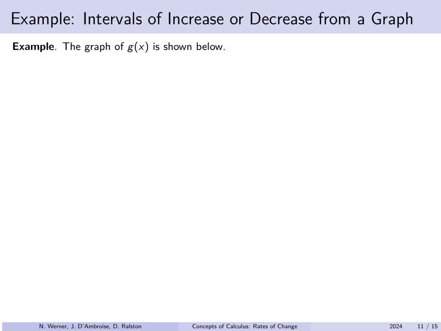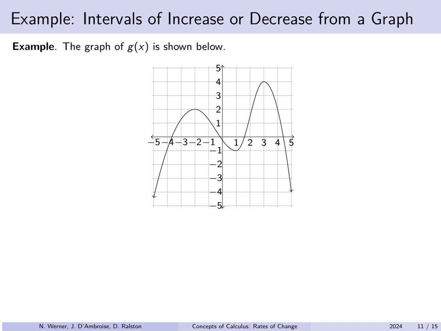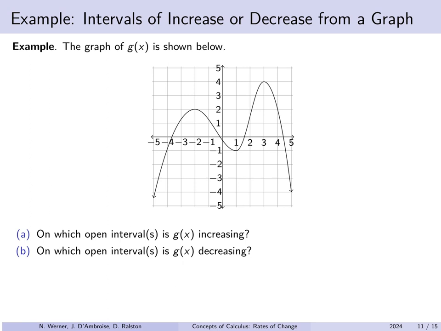For example, here's the graph of g of x. I don't know what this function is, but there's the graph. Can you identify visually, as you move from left to right, where the function is going up and where it is going down? So on which intervals is the function increasing versus decreasing?